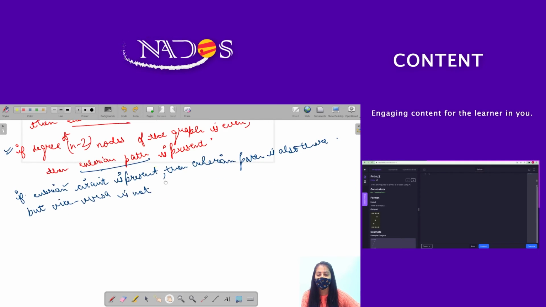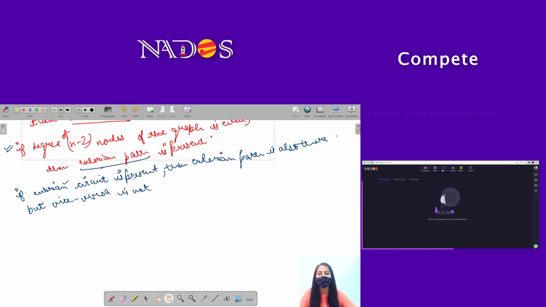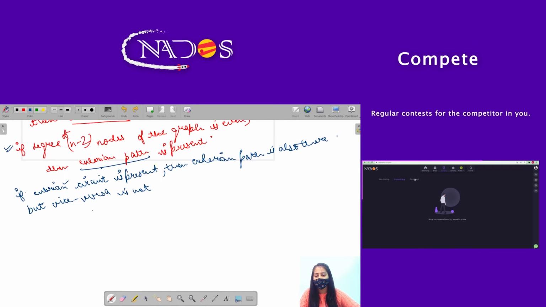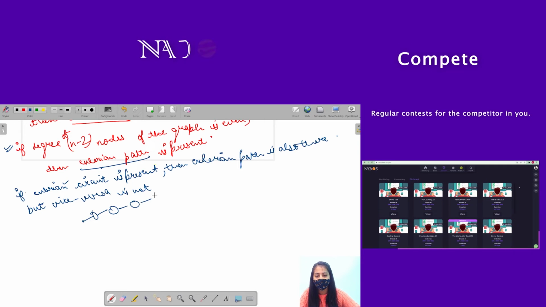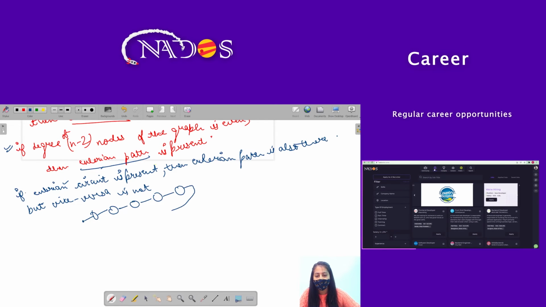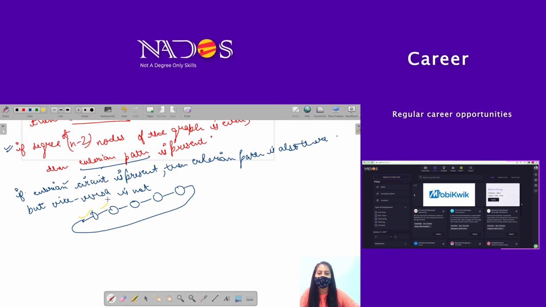So this condition is that if an Eulerian circuit is present in a graph, then an Eulerian path must be present. It is obvious now: if an Eulerian circuit is there, that is, we can visit all the edges and come back to the same node again, so this is also an Eulerian path, right?